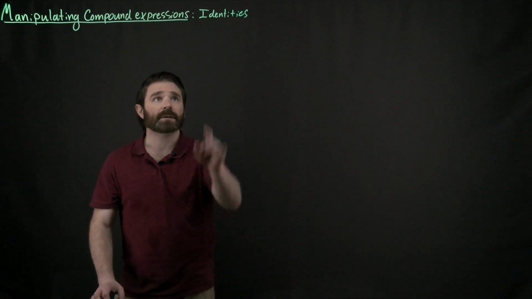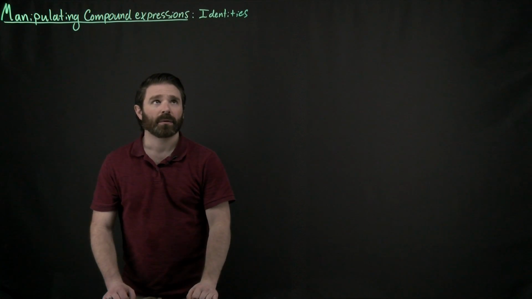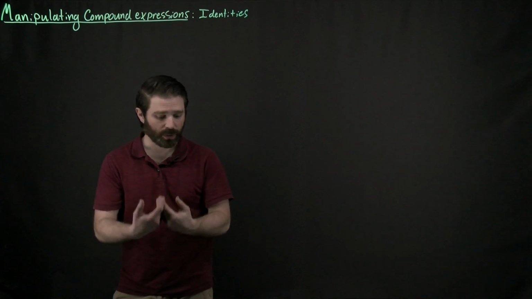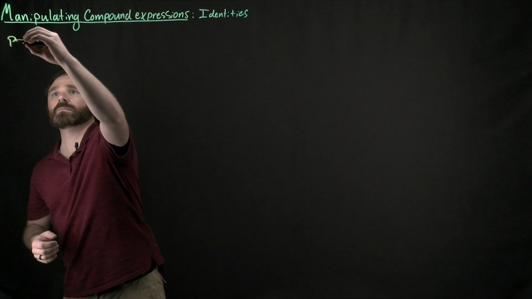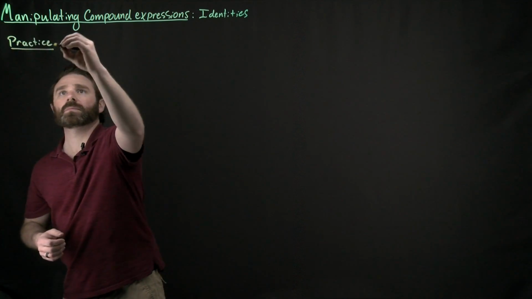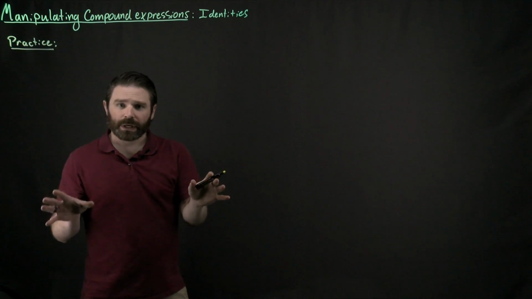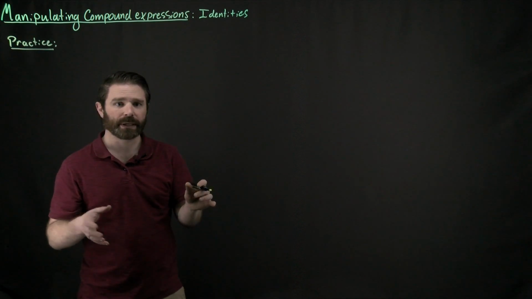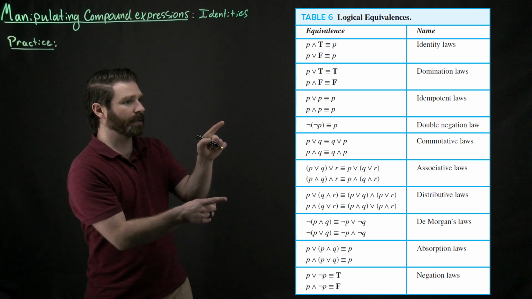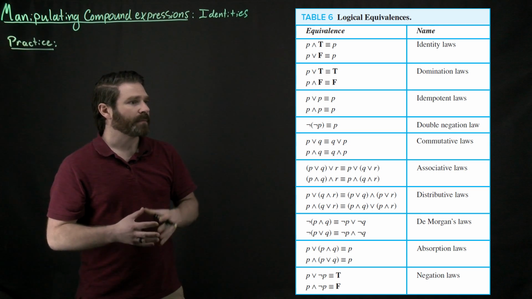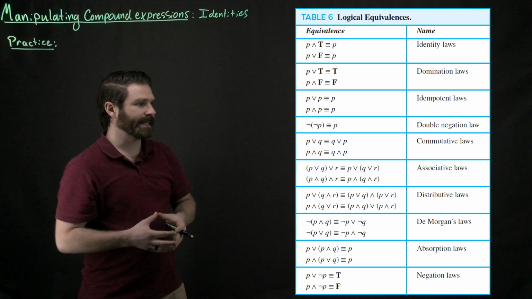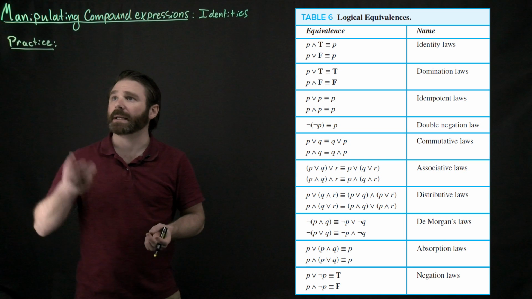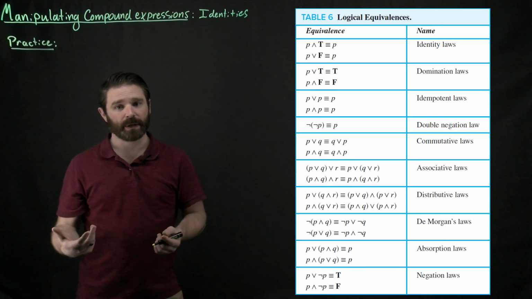So as I said, to understand these identities, we want to not memorize them, but really understand them through practice. And so we're going to take a look at Rosen's Table 6. If you don't have it pulled up in your textbook right now, I'm going to put it right up here on the screen. And we're going to get some practice with applying a few of these identities. There are a bunch of different ways that we could apply them. For example, one is in simplifying compound expressions.